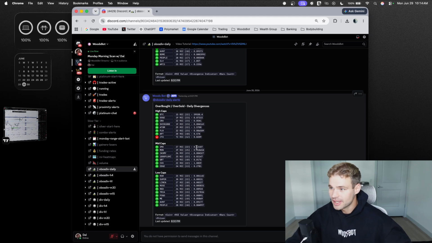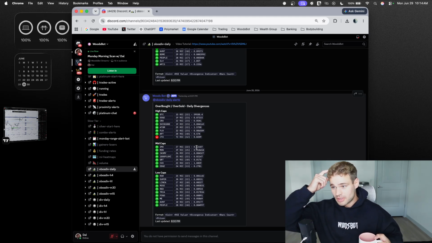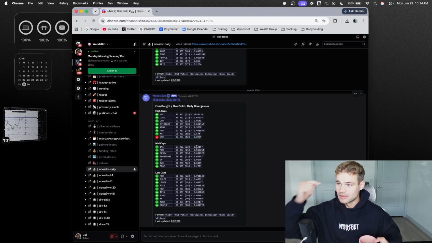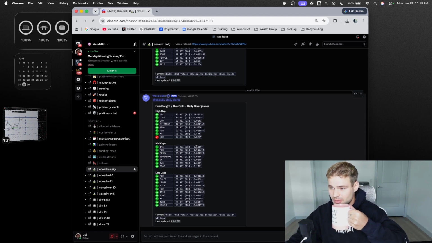The reason why, the market's slow. Why would I be playing low caps if the market's slow? If you're playing low caps, you need to have volume. If there's no volume in the market, the coin won't move.